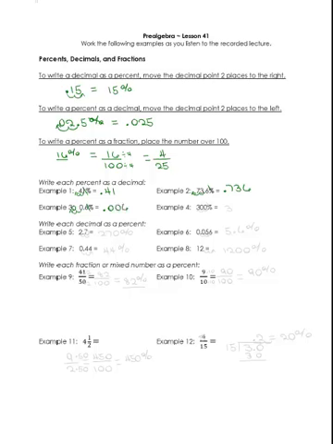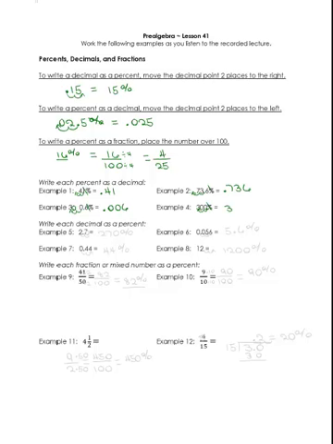0.006. And example 4, 2 places to the left. Well, this is a whole number, so we have to place my decimal point first. When I take away the percent sign, I move it 2 places to the left, and I have 3.00, and that's just a whole number, so it's the number 3.